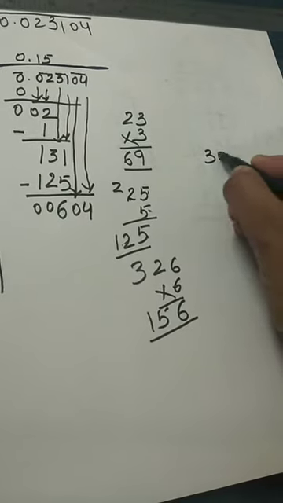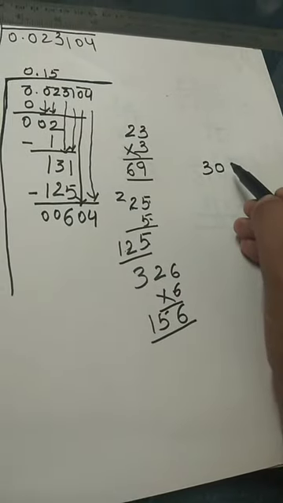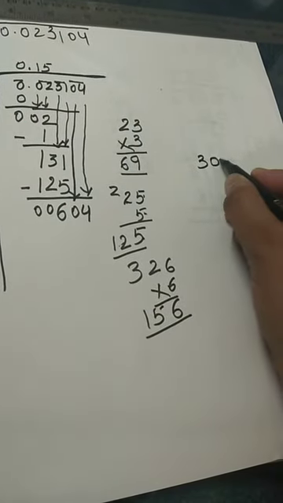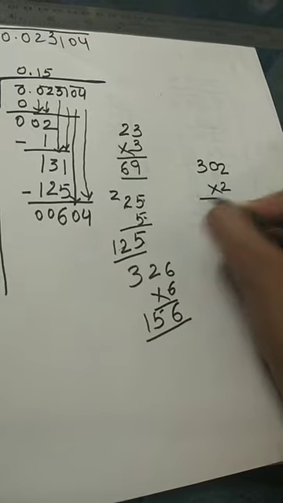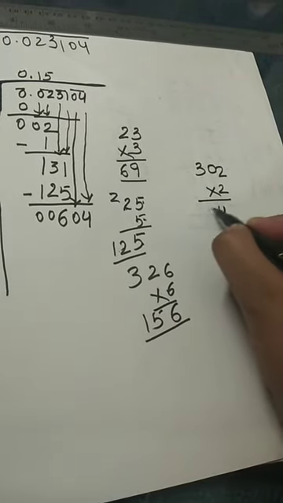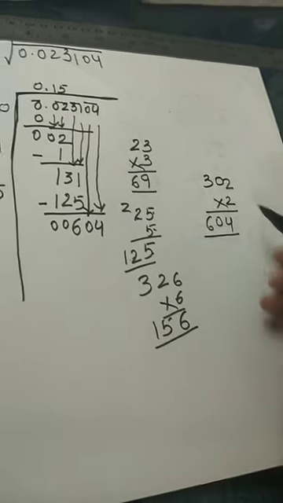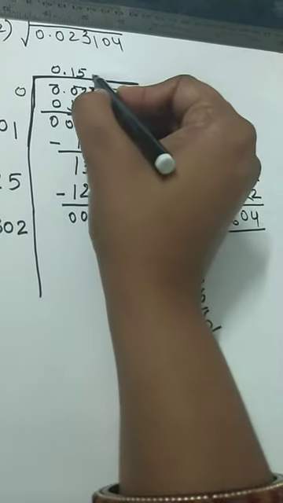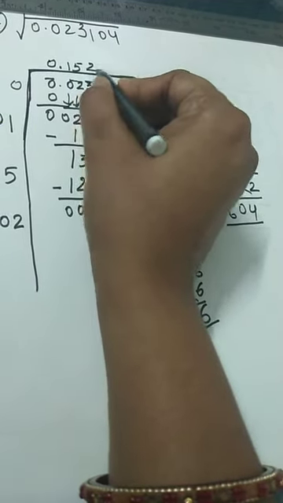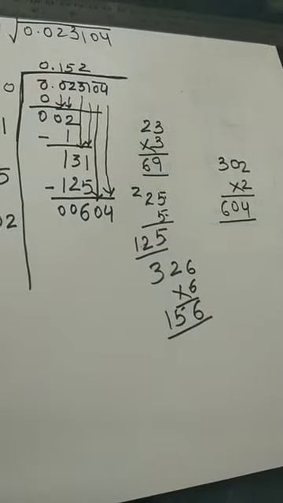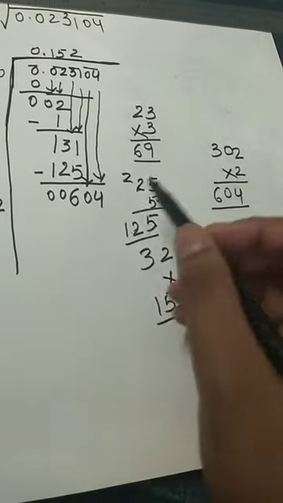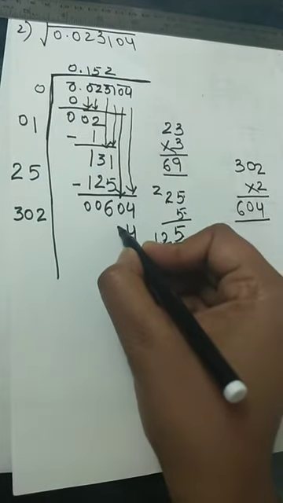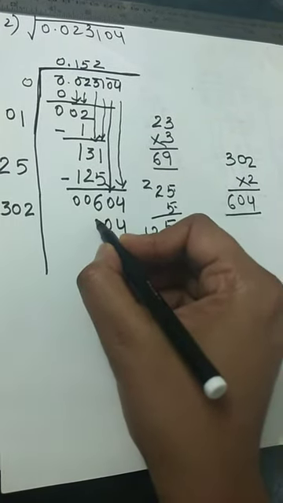So we have to think of a square number which can divide this 104. So we can just take it by 2. 2 2s are 4. So we will take the square number as 2. So this will be 2 2s are 4. 2 zeros are 0 and 2 3s are 6.